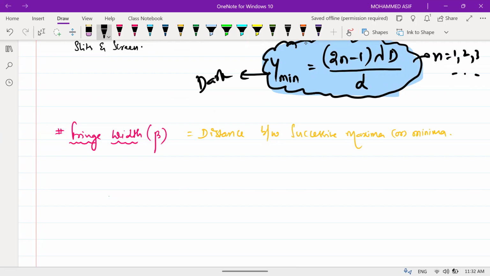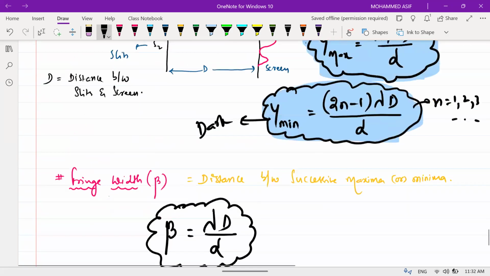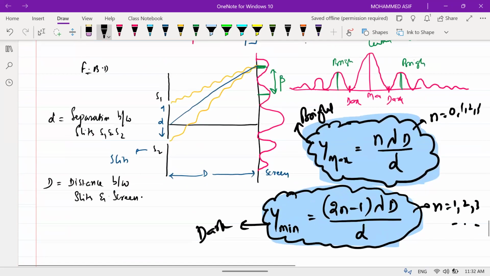The formula for this one is also very important. Beta is equal to lambda into capital D divided by small d. So this will be the fringe width formula. Clear? In YDSE, the bright point is calculated by the formula n into lambda into capital D divided by small d, whereas Y minima is calculated by the formula (2n minus 1) into lambda into capital D divided by small d. Small n value starts from 1, 2, 3 for dark and from 0, 1, 2, 3 for bright.